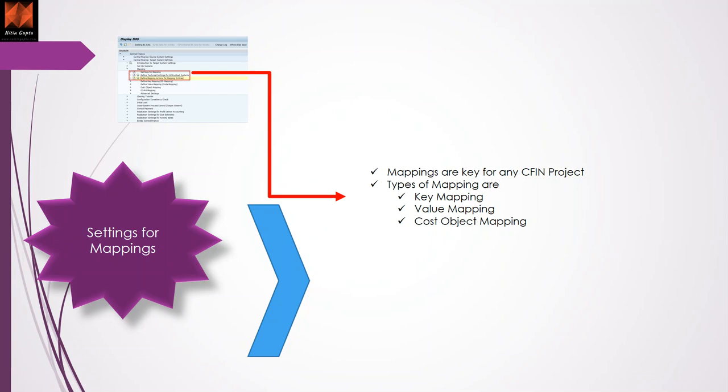However, at a high level there are three types of mapping: key mapping, value mapping, and cost object mapping. And the last, not the fourth one but a part of cost object mapping, is COPA mapping. We will talk about all these and see the configuration.